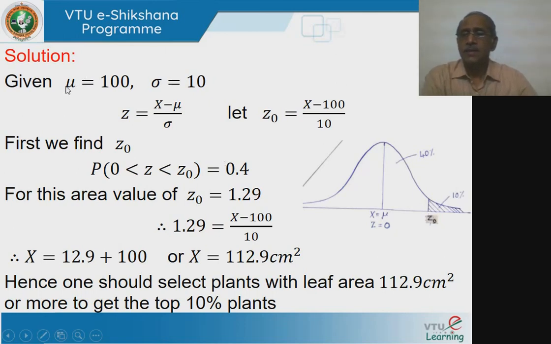So in the solution part, given mu is 100 and standard deviation sigma is 10, the standard normal variable z is equal to x minus mu by sigma. Let z be equal to z naught. So z naught is equal to (x minus 100) by 10. First we shall find this value z naught. Once we know z naught, when we substitute here, we can calculate x.